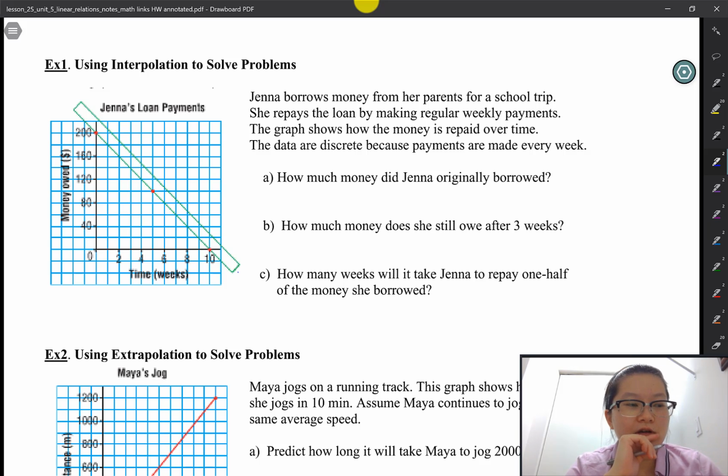I guess I should have talked about this in the last video, but kind of did. If you take a look at this question, Jana's borrowing money from her parents for a school trip. She repays the loan by making regular weekly payments. So every week she's paying her parents a certain amount of money, and the graph shows how she is paying her parents over time. The data are discrete because payments are made every week.